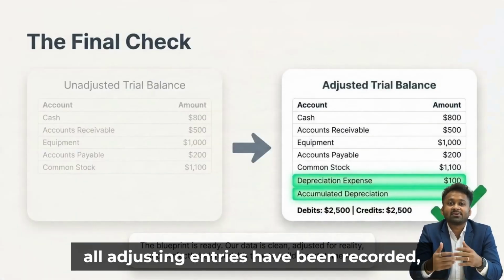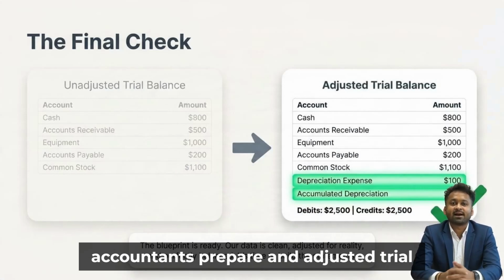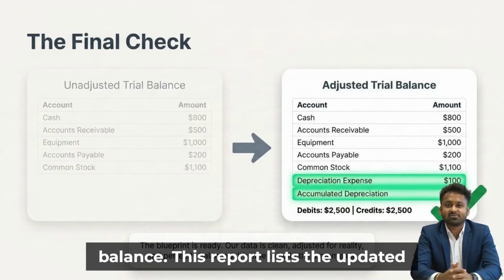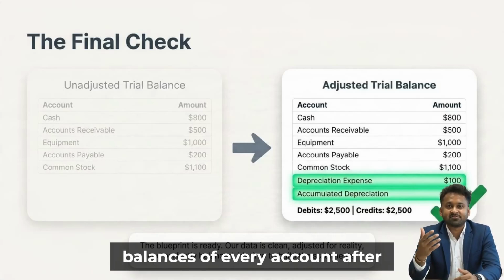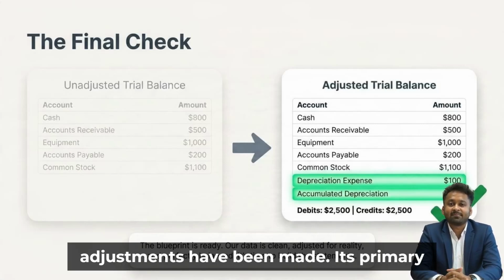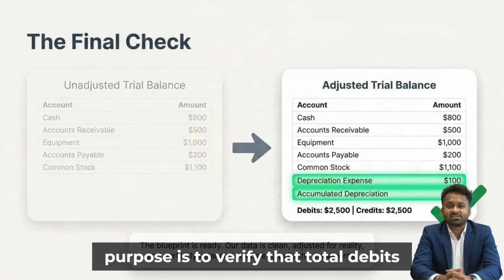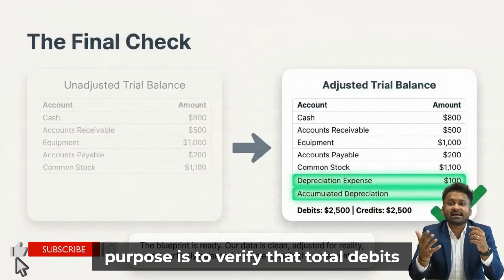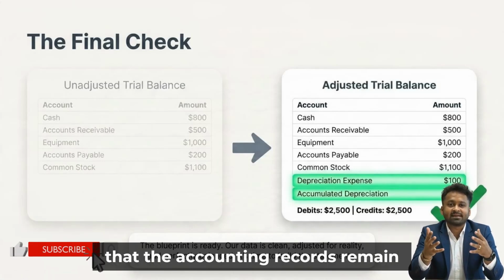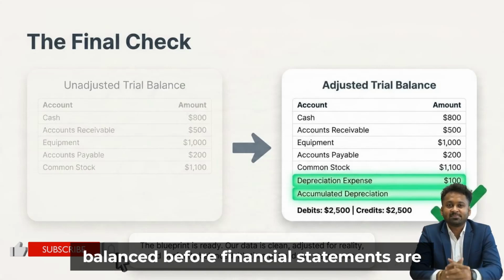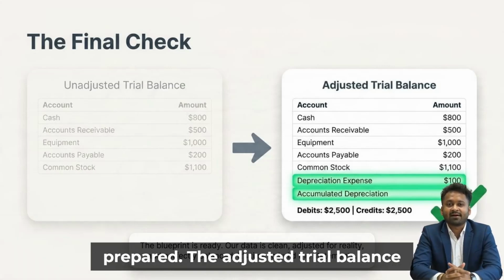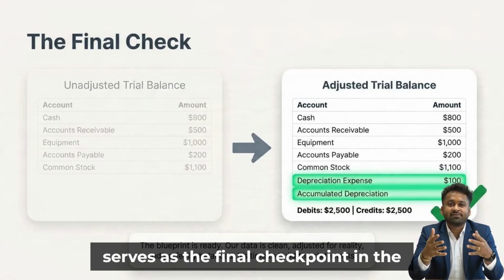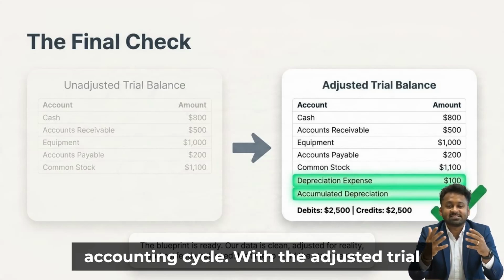After all adjusting entries have been recorded, accountants prepare an adjusted trial balance. This report lists the updated balances of every account after adjustments have been made. Its primary purpose is to verify that total debits still equal total credits, confirming that the accounting records remain balanced before financial statements are prepared. The adjusted trial balance serves as the final checkpoint in the accounting cycle.